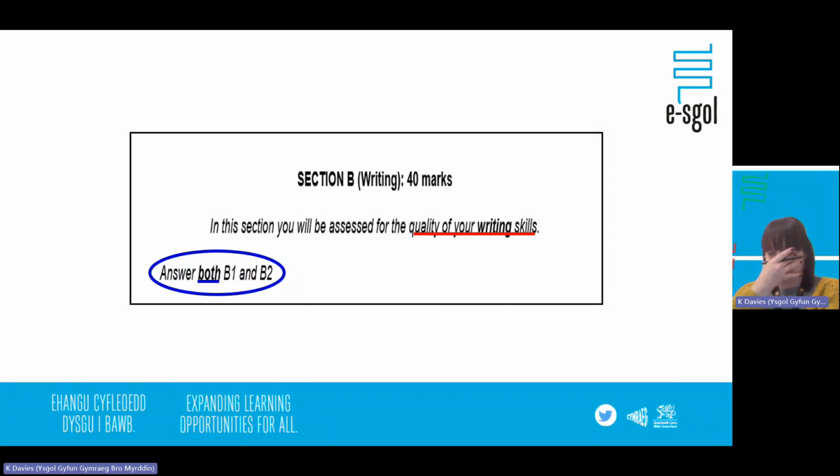So like I said at the start, what you've got differently in section B of this paper to section B in Unit 2 is the fact that you've got 2 questions that you need to answer. So like it says here, you need to answer both B1 and B2, okay? So this is what you need to be mindful of. You've got 40 marks in total, but you need to ensure that you're answering both B1 and B2, okay?